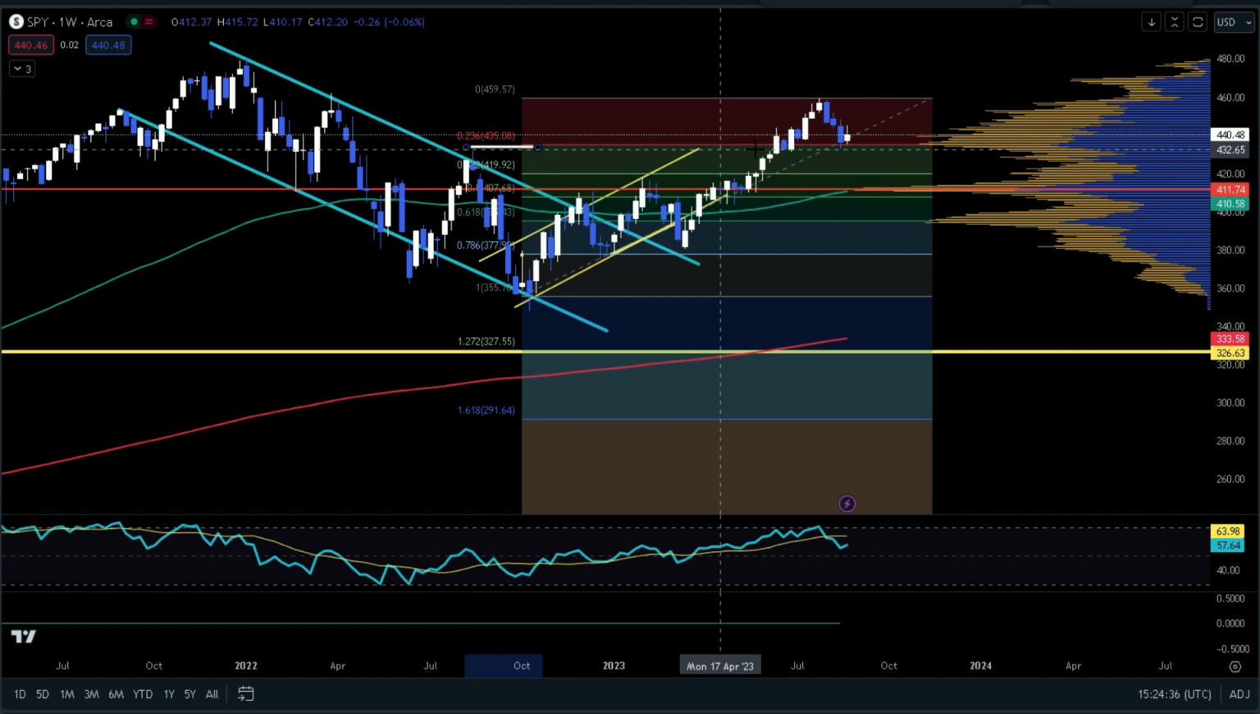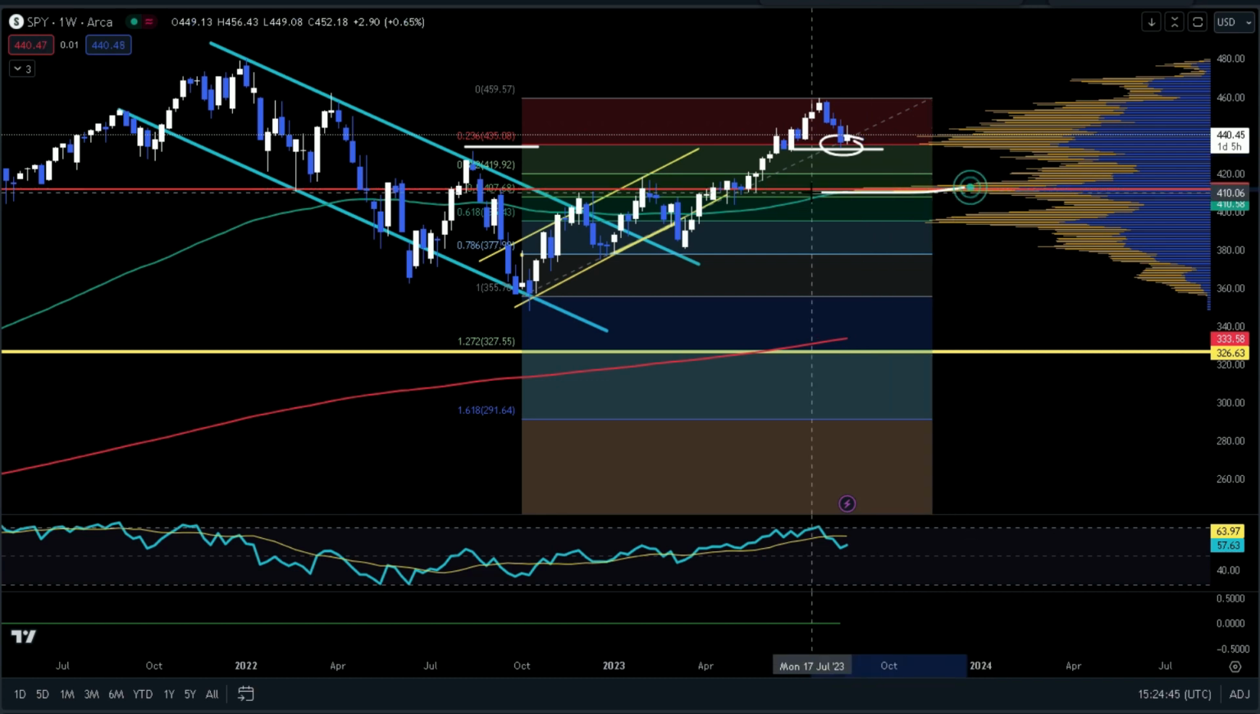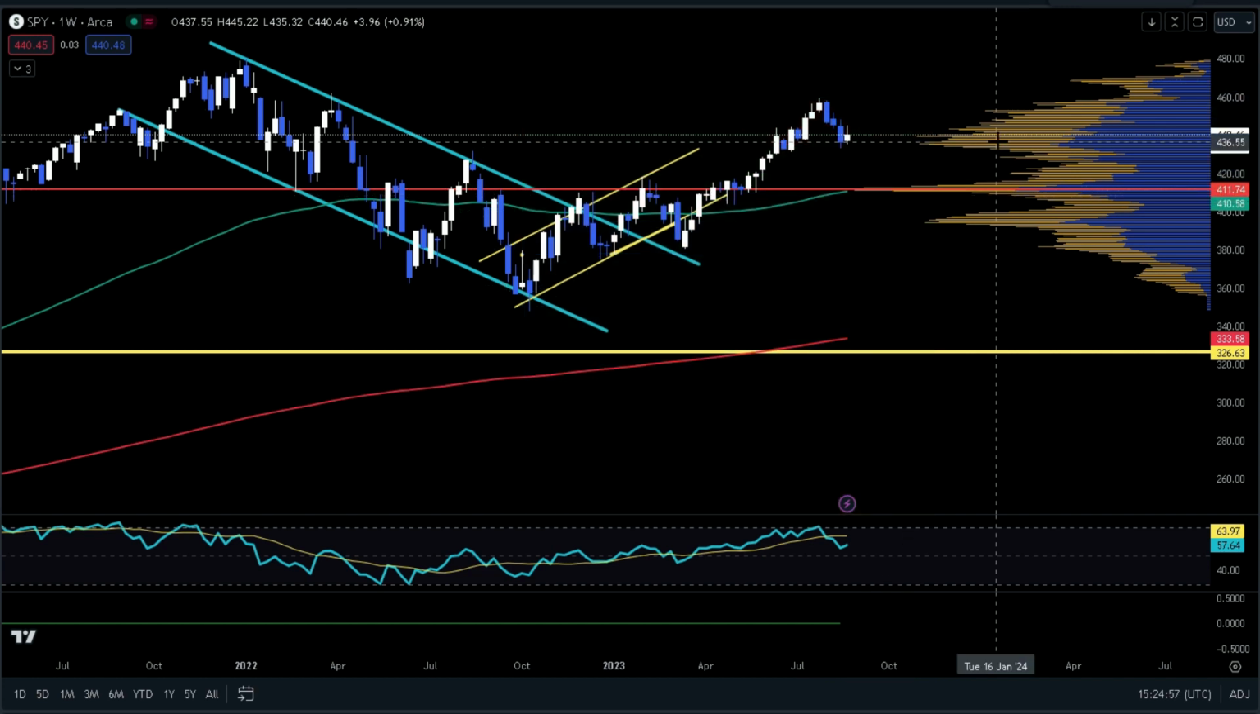The 0.236 level is sitting at 435, and this is what is getting tested recently. And the 0.5 level is actually sitting at this volume area of 410. So it is quite possible that there is a drop into this and then the market tries to bounce from here. So this is what is happening on the weekly.